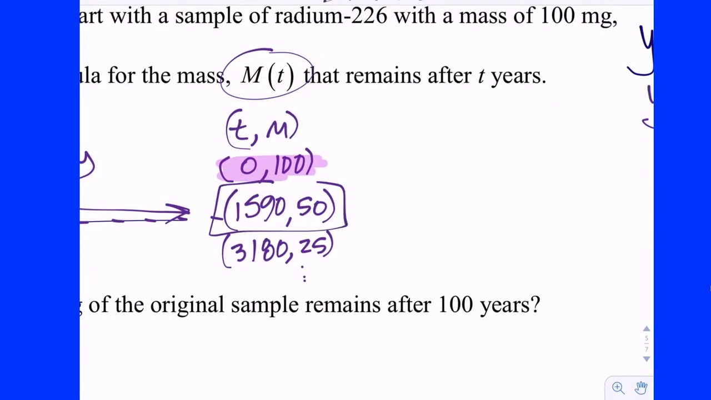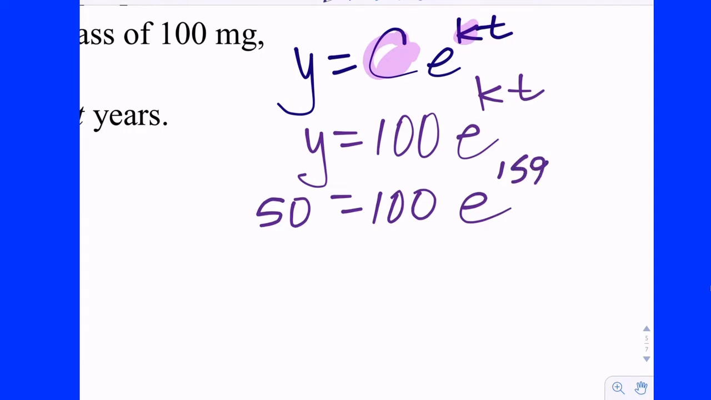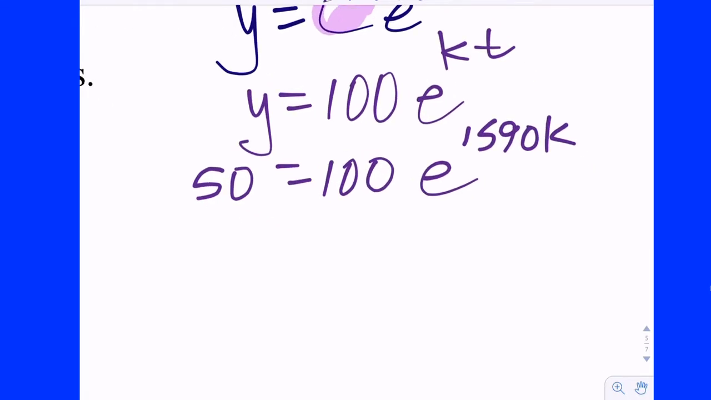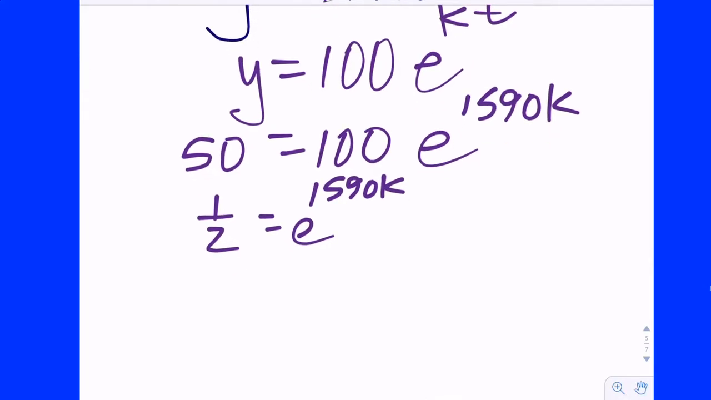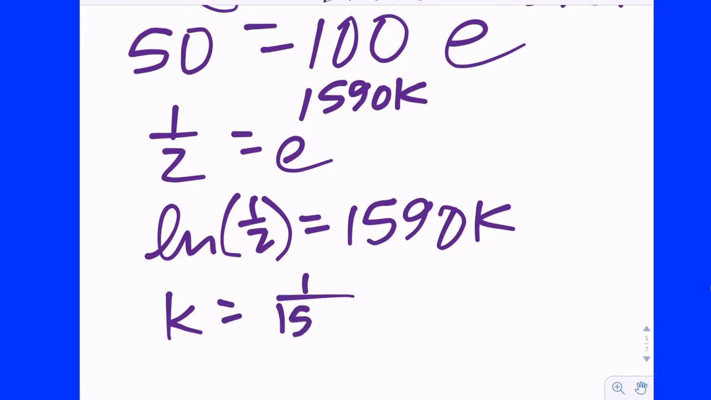The other ordered pair we can use is 1,590, 50. So we plug that in, and we got 50 equals 100 e to the 1,590 times k. Like we did yesterday, I can solve for k using the second ordered pair. 50 divided by 100 is a half, surprise, surprise, e to the 1,590k. And notice that is irrespective of the mass. If your mass were 50 to start with, half of it is 25, and this number is always going to be a half. Take the natural log of both sides: the natural log of a half equals 1,590k. Solve for k, and you get 1 over 1,590 times the natural log of a half.